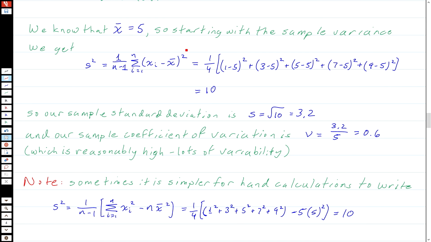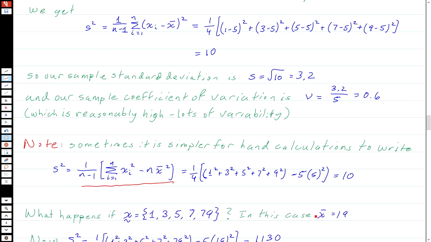I mentioned that there's an easier way to compute this s squared value, and that's to use this other formula: s squared equals 1 over n minus 1, and then we just add up the squares and subtract n times the mean squared. So it's easier in general just to add up 1 squared plus 3 squared plus 5 squared plus 7 squared plus 9 squared, and then subtract 5 times 5 squared. And we get, of course, the same result, 10, but it's just a little bit easier to plug it all into your calculator.